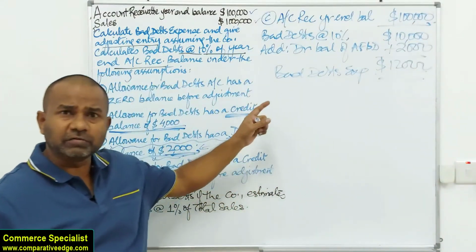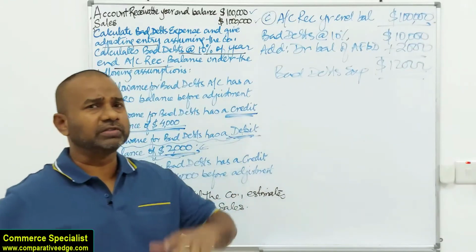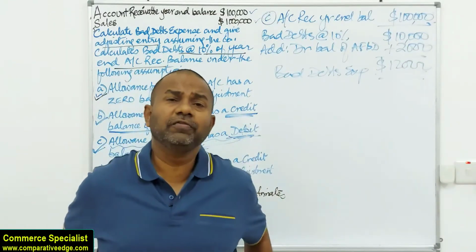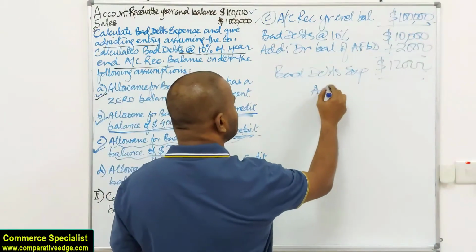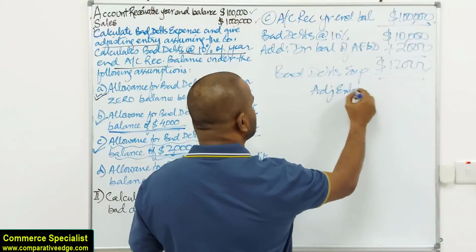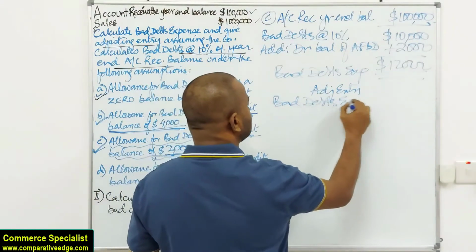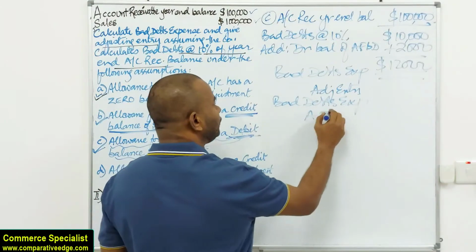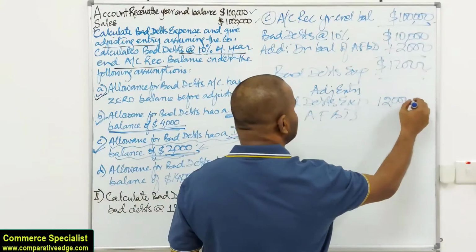This amount 12,000 will go in the profit and loss account among expenses: salaries, rent, insurance, depreciation, bad debt expense of 12,000. The adjusting entry will be like this: bad debt expense debit, and allowance for bad debts with this 12,000 credit.